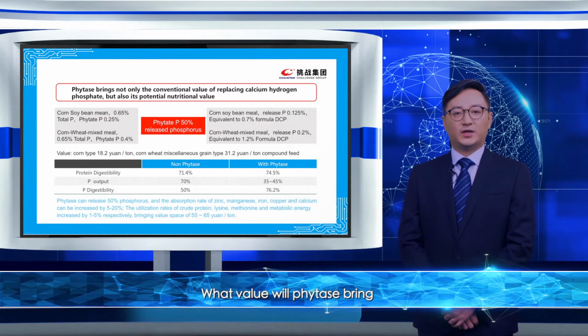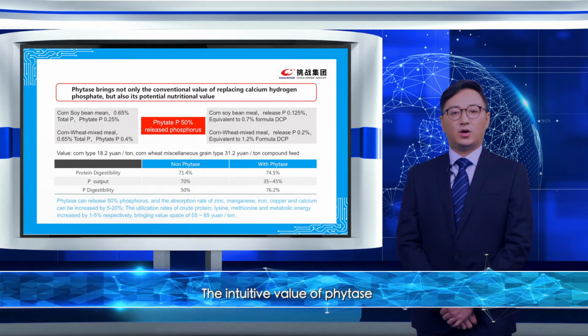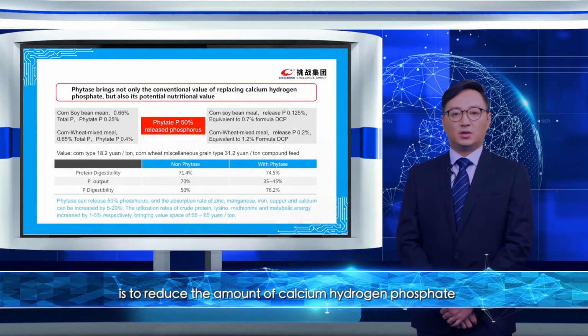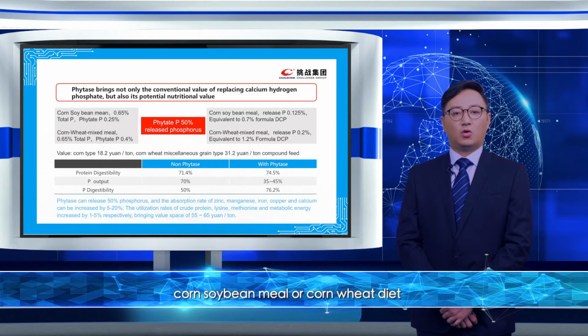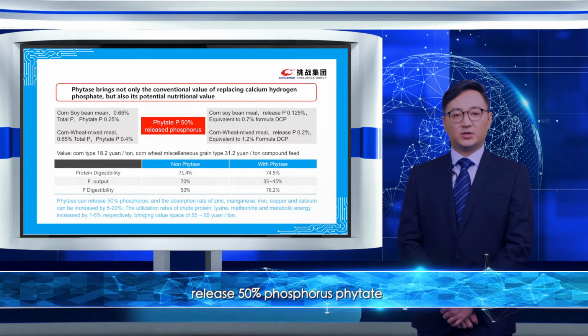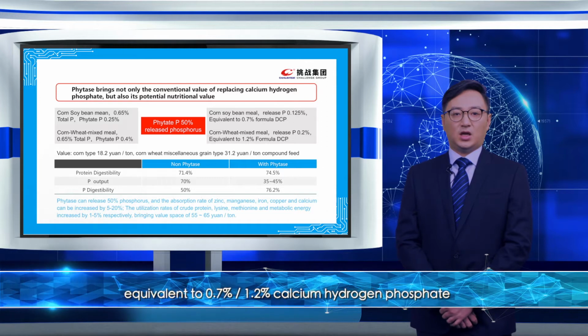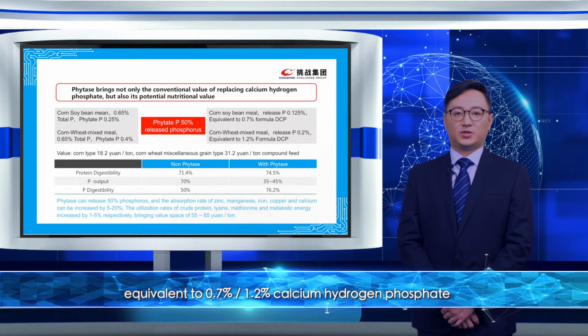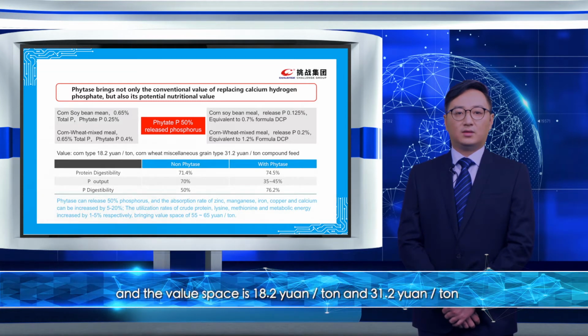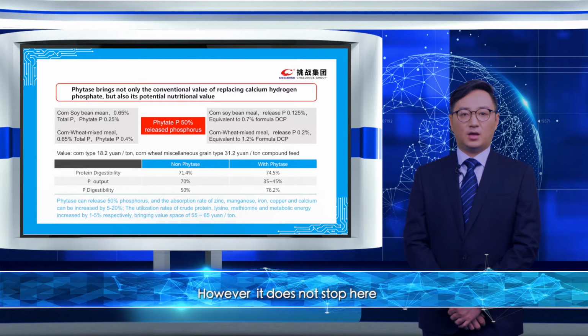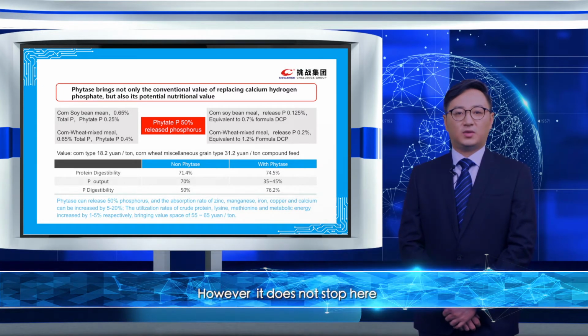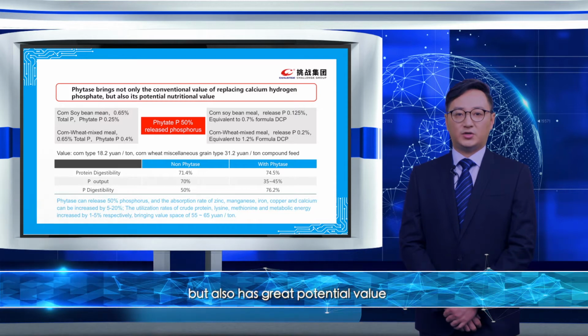What value will phytase bring? The intuitive value of phytase is to reduce the amount of DCP. For example, in a corn soybean meal or corn wheat diet, releasing 50% of phytate phosphorus is equivalent to 0.7% to 1.2% DCP. And the value space is 18.2 yuan per ton to 13.1 yuan per ton. However, it does not stop there, but also has great potential value.